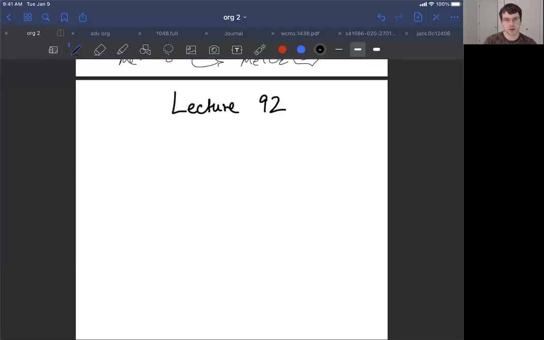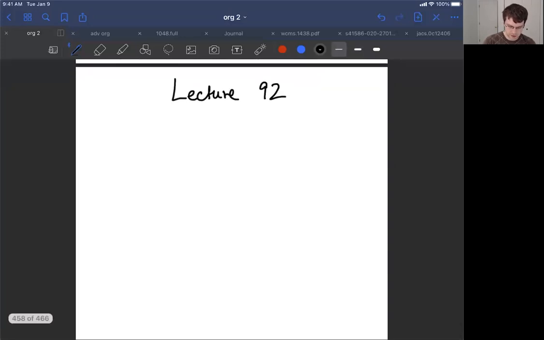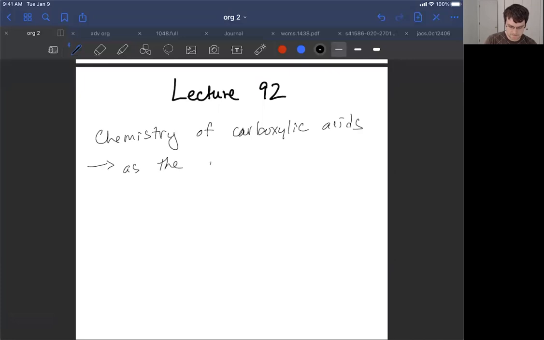Okay, so in this lecture, we're going to start to look at the chemistry of carboxylic acids. And we're going to focus not on the derivatives at the start, but just on carboxylic acids themselves. So, as the name implies, these things are acidic. Which means if we treat them with a base, we can kind of predict what's going to happen.